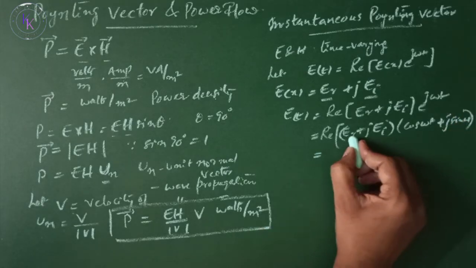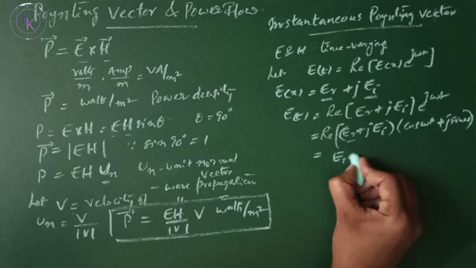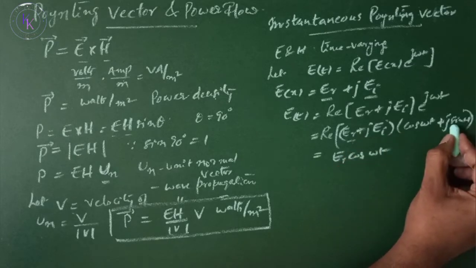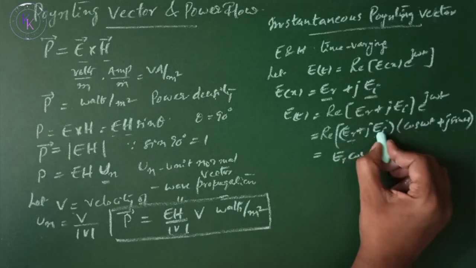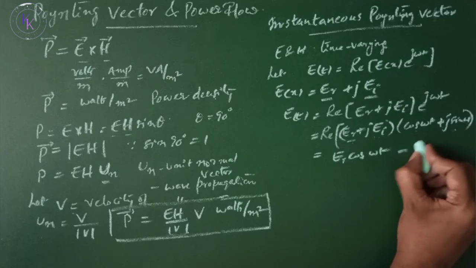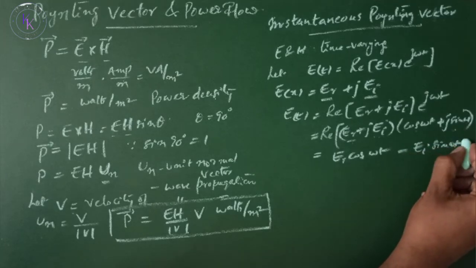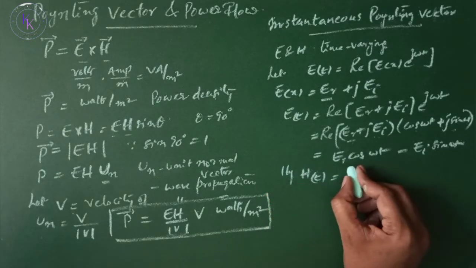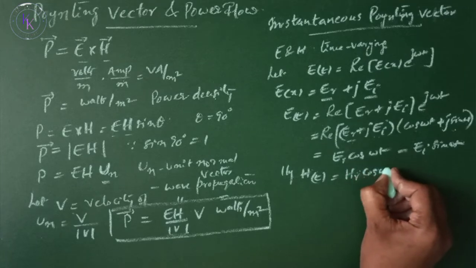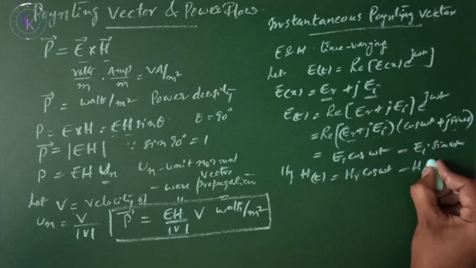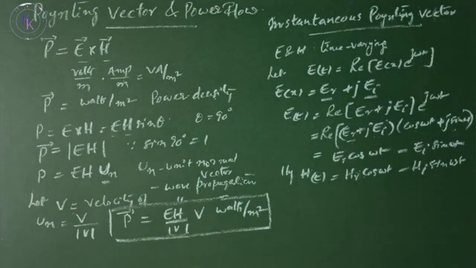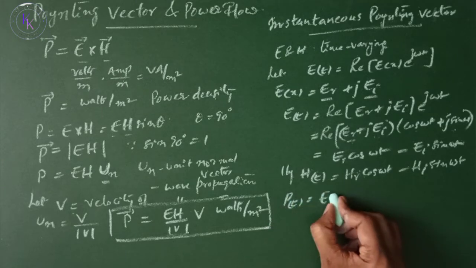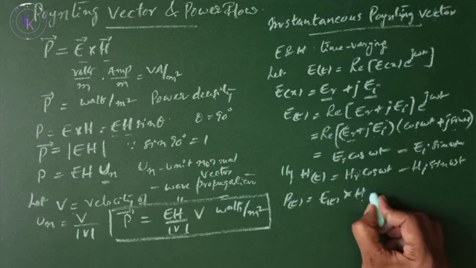Now considering only the real part, this will be Er cos omega t, and multiplying the other terms, the j parts are imaginary, leaving negative Ei sin omega t. Similarly, H of t equals Hr cos omega t minus Hi sin omega t. Then the instantaneous Poynting vector P of t equals E of t cross H of t.